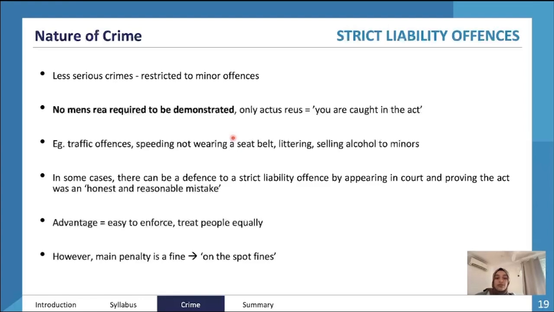What's the advantage? It's easy to enforce, so you can treat people equally, right? However, the main penalty is a fine. So for example, on-the-spot fines, things like that, and that can raise issues about effectiveness if you have the same amount of fines. Like, let's say the fine for speeding is, you get a fine for $200. You can have someone that is really struggling with money or really struggling financially, and that $200 could be the reason that their family eats that week or doesn't. And you could have somebody that $200 is like $2 for them. It's like nothing. And they're both getting the same fine. It's really only deterring or harming one of them, which is obviously the one that's struggling financially.